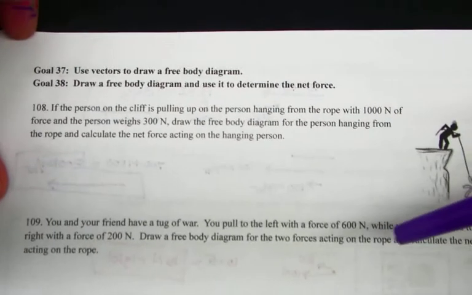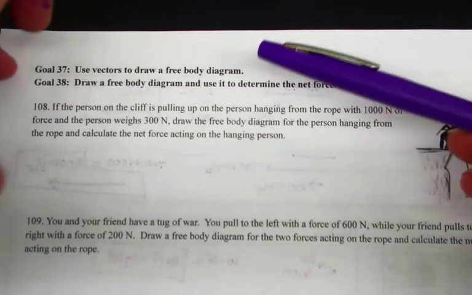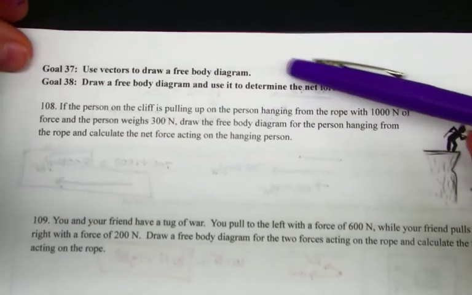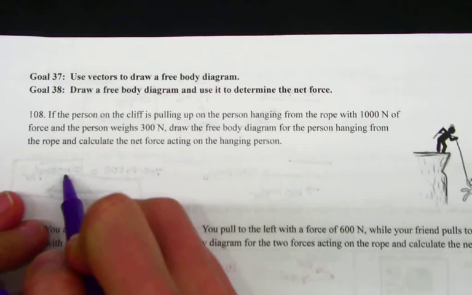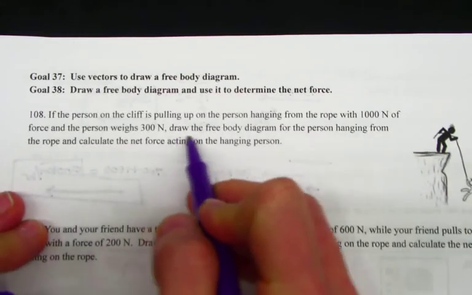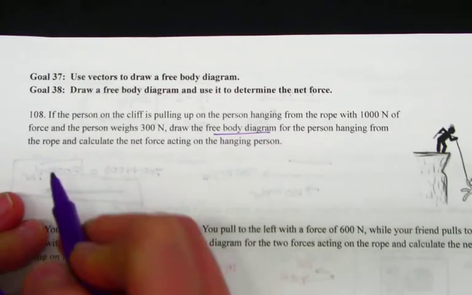For the last four problems here, it's a combination of goal 37 and 38. We want to be able to draw a free body diagram and then use it to find the net force. All right, so for this first one, we have a person on a cliff, and they're pulling up on the person hanging from the rope with a force of 1,000 newtons. And it wants to have us draw the free body diagram of the person hanging.